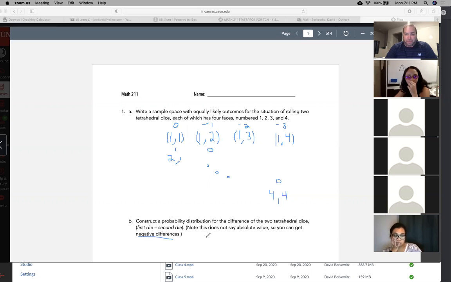But then it wants a probability distribution, right? So then you list all the possible outcomes, for example, -3. And how many times is -3 possible? Well, the only way of getting -3 is to get a 1 and a 4. So that's a 1 in 16 chance. And then when I go to -2, I see there's 2 ways of getting a -2, either 2 and 4, right? Or 1 and 3. So that's going to be a 2 in 16 chance, or 1 in 8, and so on, right? So this was nothing new.